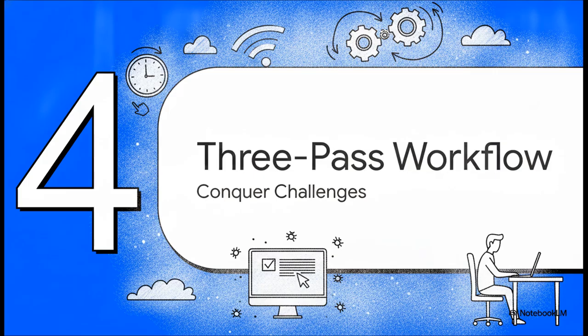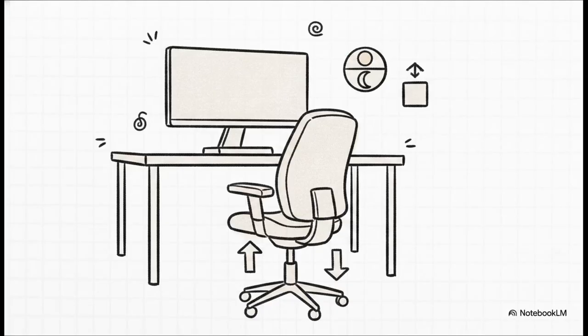Beating this temptation requires a highly disciplined solution. And that solution is in Section 4, the 3-pass workflow. This is literally the ultimate chronological workflow to conquer those digital challenges we just talked about. And it all starts the exact moment you sit down at your desk. Before you read a single word, you absolutely must set up your workspace.